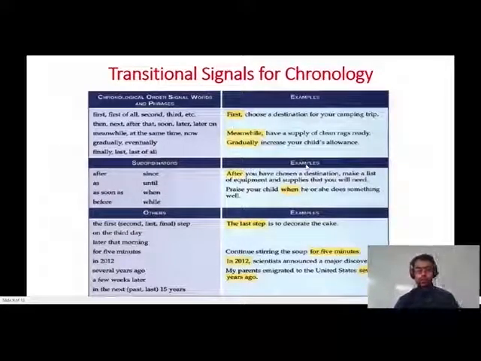So these are some of the transitional signals for chronology. Anytime you are going to write a process essay, you can use these signal words for chronology. For example, first of all, second, third, then, next, after that, soon, later. You see, all these words show the sequence, the order in which things are going to happen.